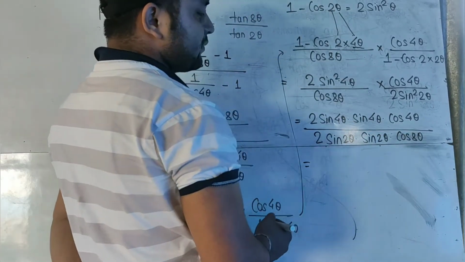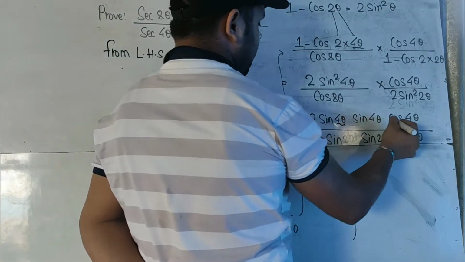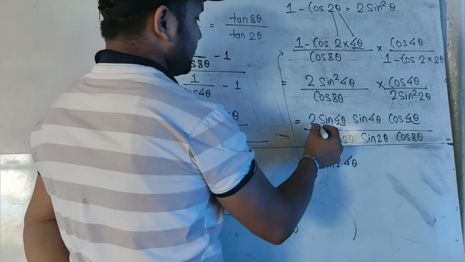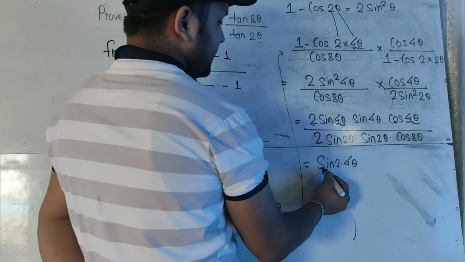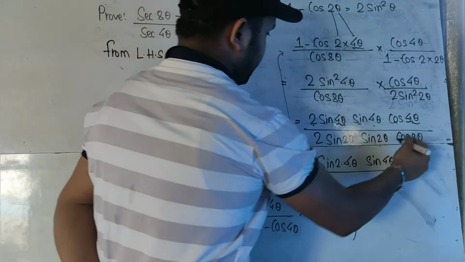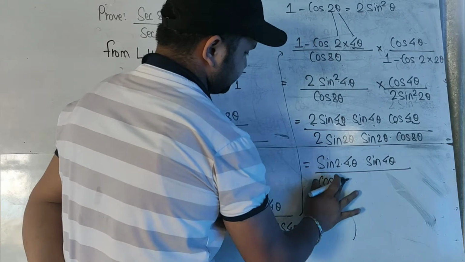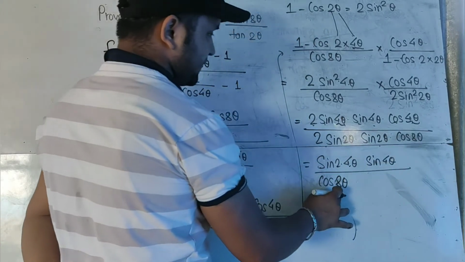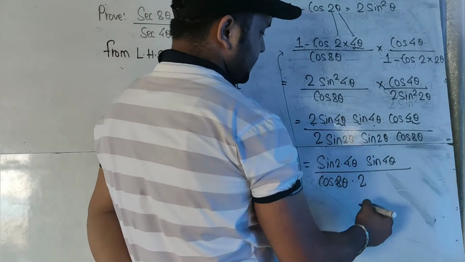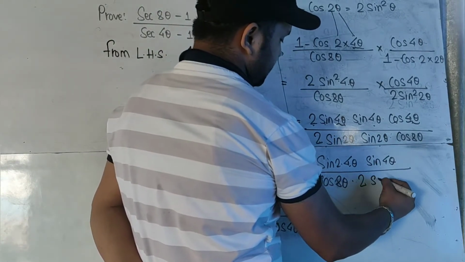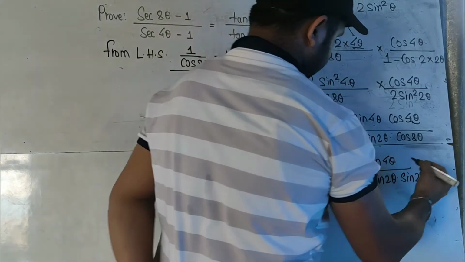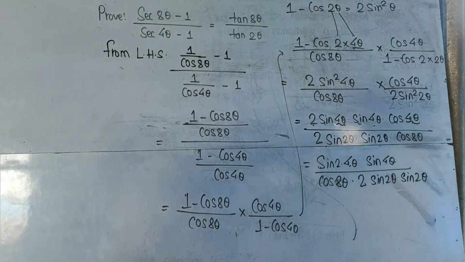Now we know the formula: 2 sin theta cos theta will be sin 2 theta. What we have left here is sin 4 theta divided by cos 8 theta. Cos 8 theta is brought here. Now let us write all the things as sin 2 theta into sin 2 theta.